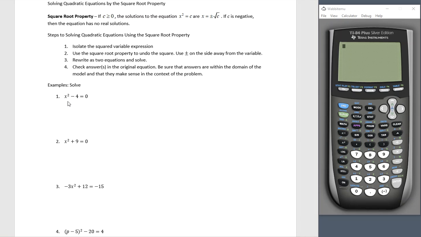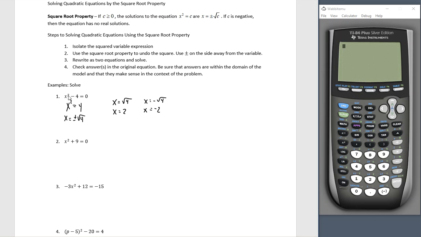First step, isolate the squared part. So I will add 4 to both sides. Now I'm going to use the square root property. See, I have x squared equals a positive value, 4. So now I know that my square root property tells me that the solutions will be x equals plus or minus the square root of 4. I use the plus or minus on the side away from the variable. I'm now going to rewrite as two equations and solve. Square root of 4 is 2, and the negative square root of 4 is negative 2.